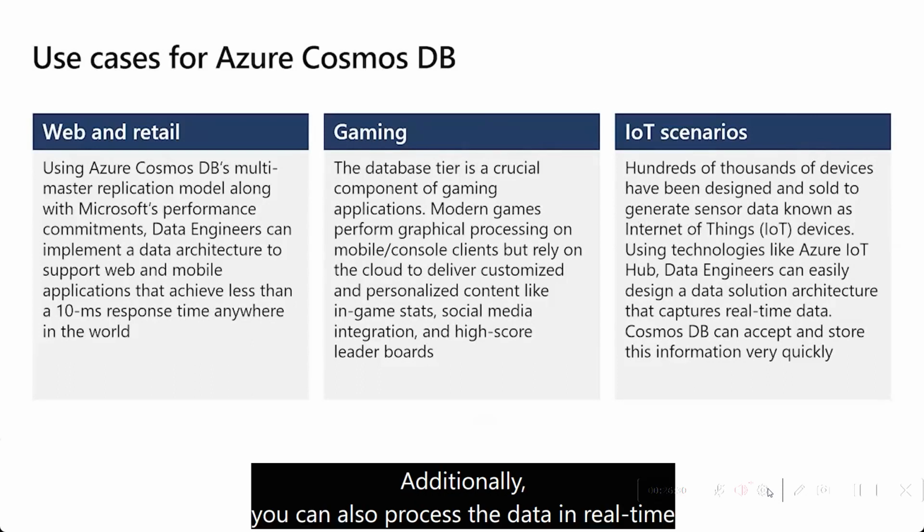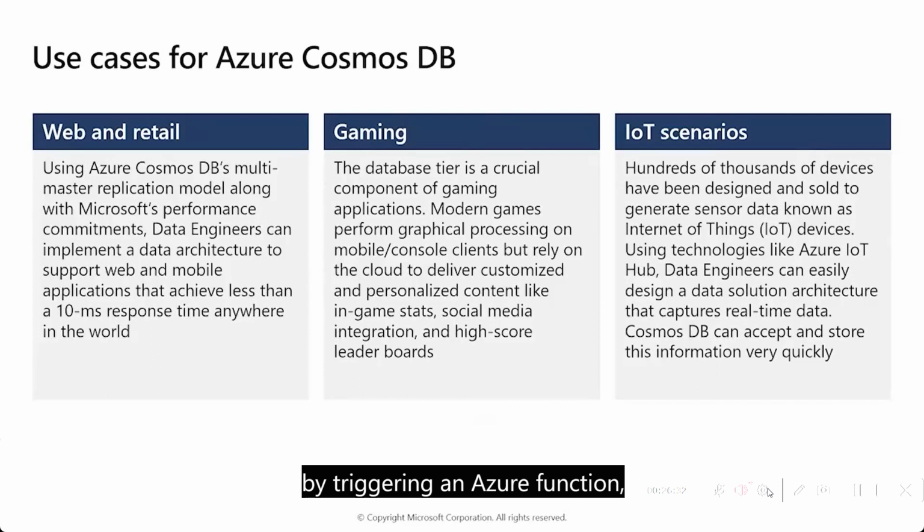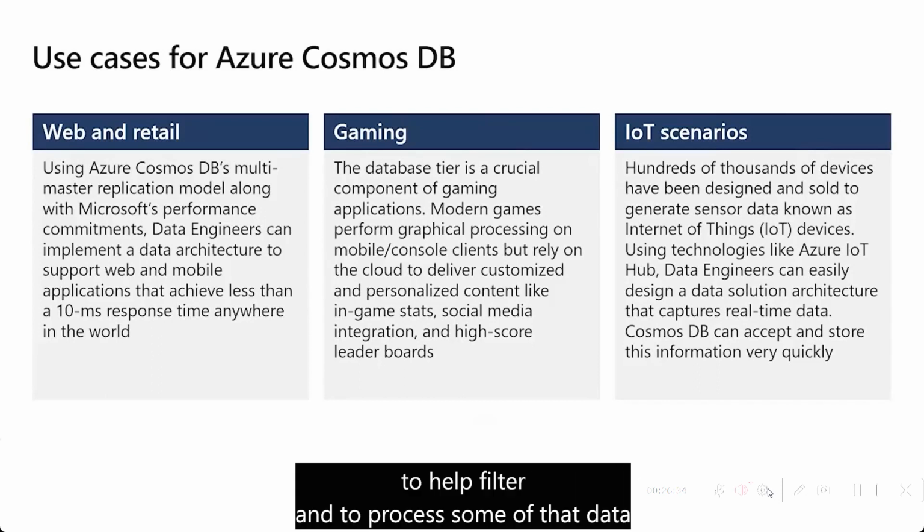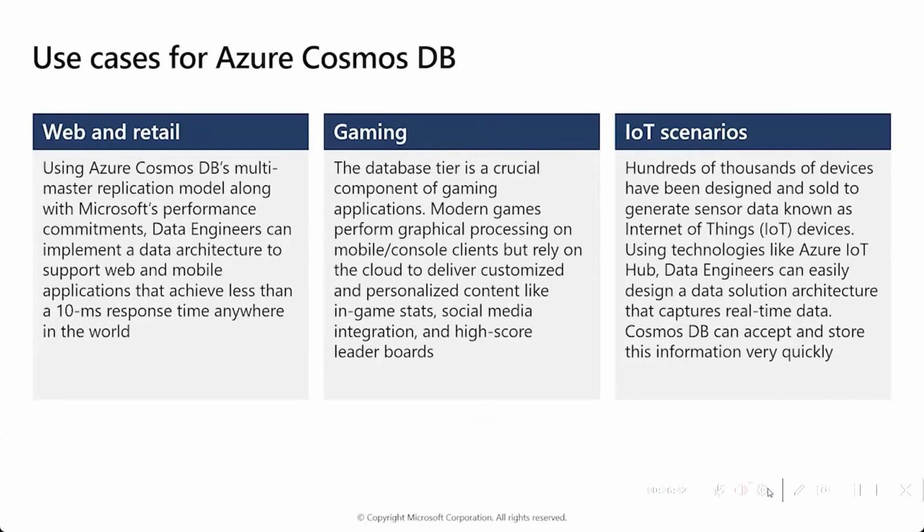Additionally, you can also process the data in real time by triggering an Azure Function to help filter and process some of that data as it comes into your Azure Cosmos DB database.